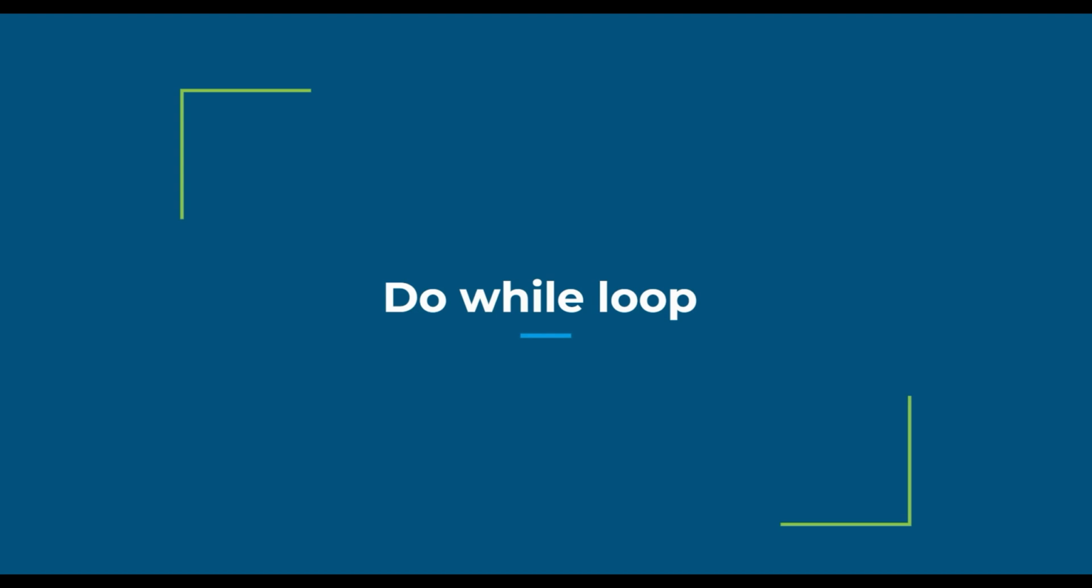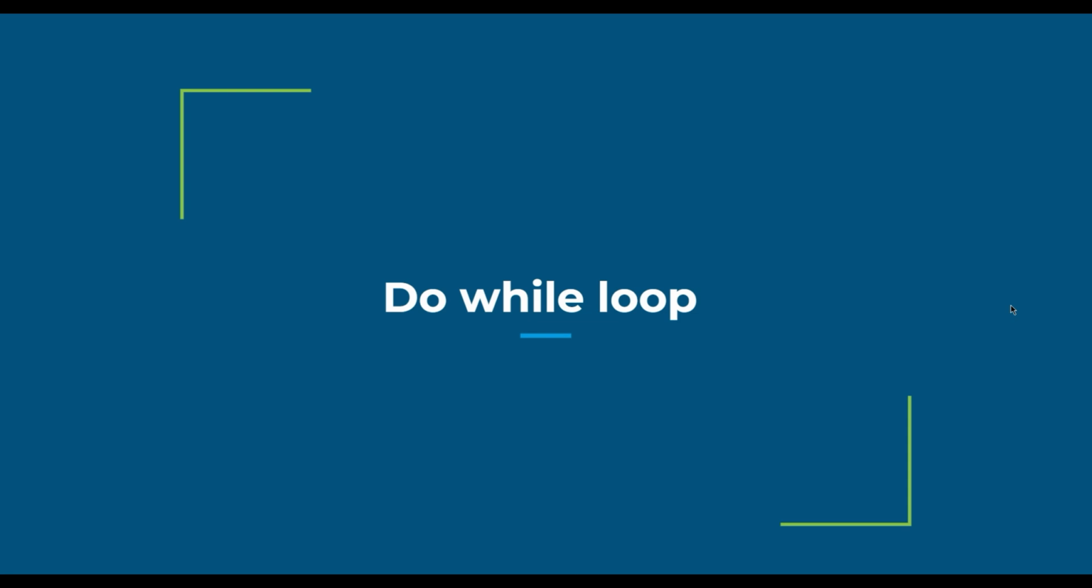So today we will learn about the do-while loop. It is a control flow statement that repeatedly executes a block of code until a specified condition becomes false. It differs from the while loop in that it evaluates the condition after executing the block of code, ensuring that the block of code is executed at least once, regardless of whether the condition is true or false initially.